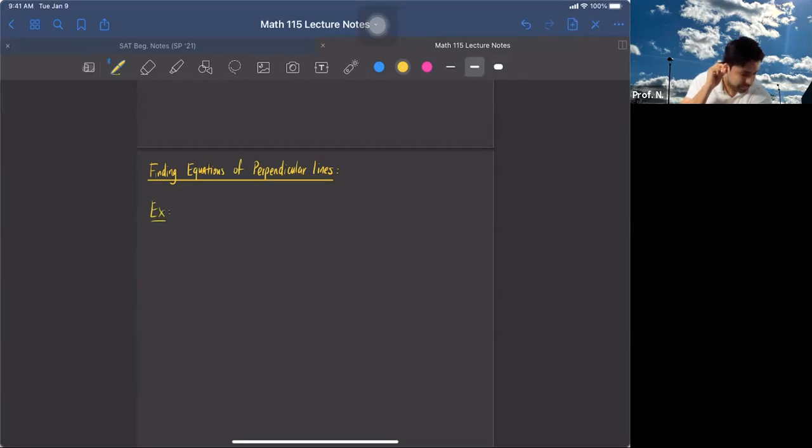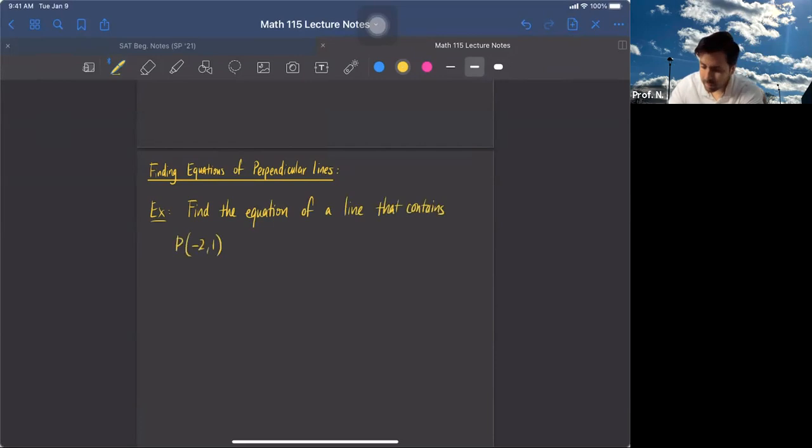So now the example: find the equation of a line that contains P (-2, 1) and is perpendicular to the graph of y equals negative 2/3 x plus 2.